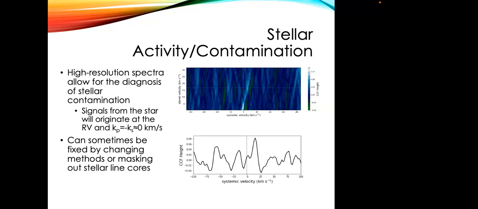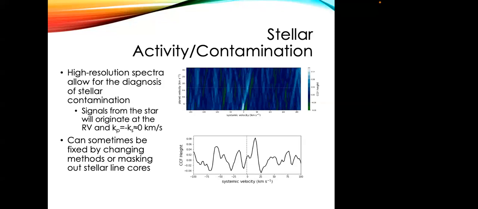Because we have this velocity information, we're better at getting rid of false positives. On the bottom, this is a cross correlation. There's a faint horizontal line in the cross correlation function. At lower resolution, one might see this and think it was a detection, because the signal is only offset by 10 kilometers per second. But because we have this high resolution data, we can see that it is in fact a false positive and not a real signal.